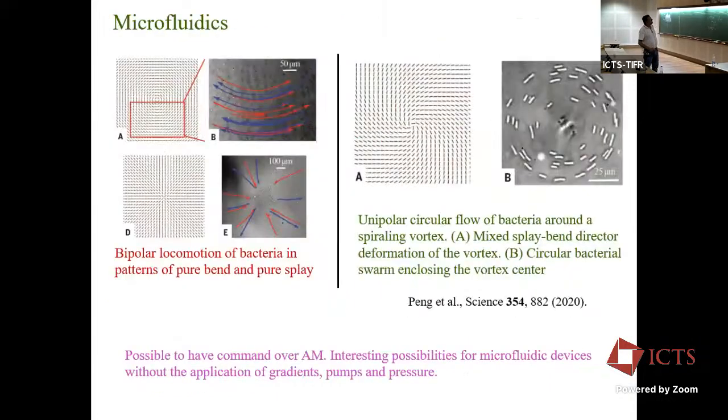Okay, what is this thing about microfluidics? Well, again, it's the same story. You can etch a liquid crystalline configuration onto a plate, and then you can make these bacteria swim perpetually around the vortex at the center of the plate. So you can dictate the motion of active matter by providing the right liquid crystalline configuration. You could also move in the other direction, but these guys were more interested in guiding bacteria rather than guiding liquid crystal dynamics. So it's possible to have command over active matter, and that opens up various possibilities for microfluidics and so on and so forth.